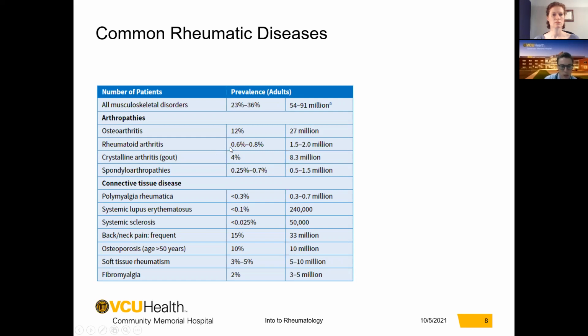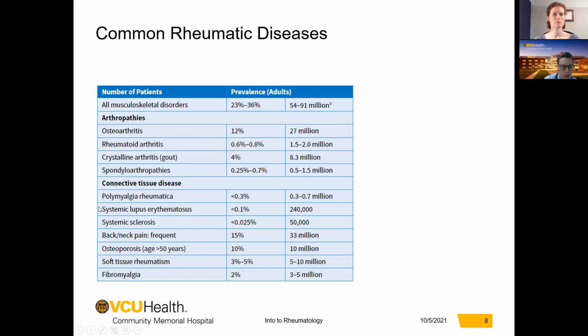Rheumatoid arthritis is another relatively common one. I know 0.6 to 0.8% of the population seems like a small frequency, but that actually ends up being a pretty big number. Crystalline arthritis, which includes gout and pseudogout, is another very common one with up to 4% of the population. And then these connective tissue disorders, which we mentioned previously, are also relatively common, with the most common ones being osteoporosis, fibromyalgia, and lower back pain and neck pain.